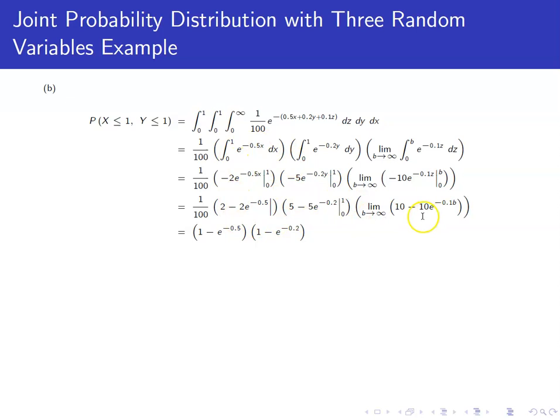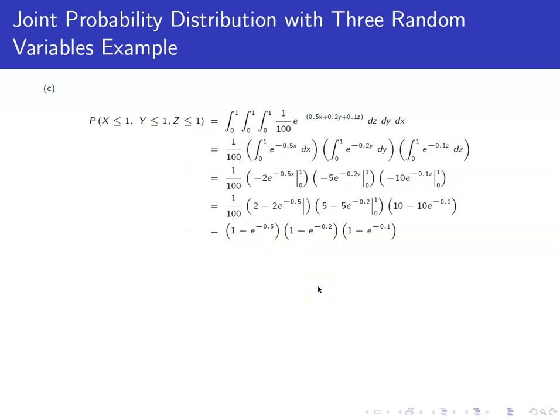And for some reason I didn't delete off the extra pieces here. This vertical bar shouldn't be here, and these shouldn't be here anymore because I already plugged them in there. And then this limit will turn out to be 10. So when we take the 10 times the 1/100, you'll get a 1/10 here. You can factor a 2 out of the two terms here, and you can factor a 5 out of the two terms here. All of that will end up canceling this 1/10 out in front, when I move this 10 to the front. So that's why we just get 1 minus e to the negative 0.5 times 1 minus e to the negative 0.2.